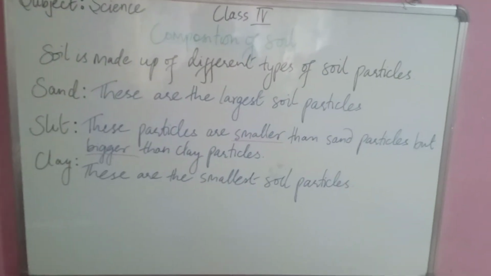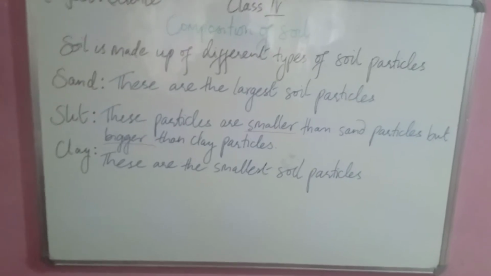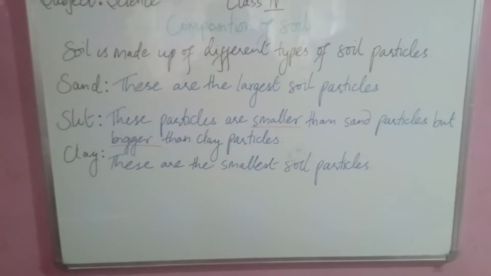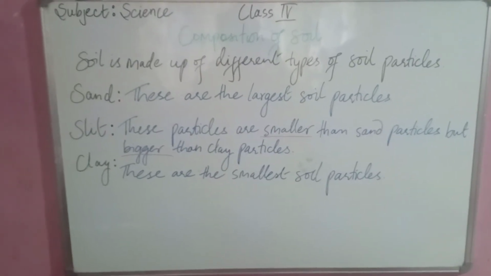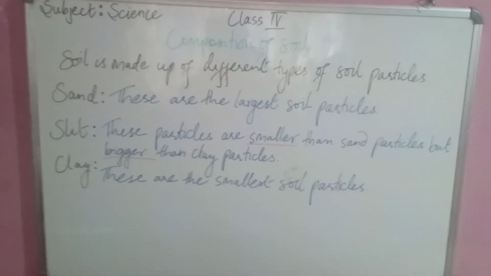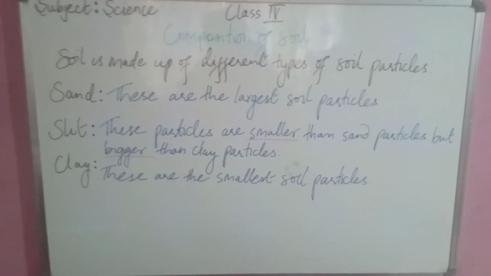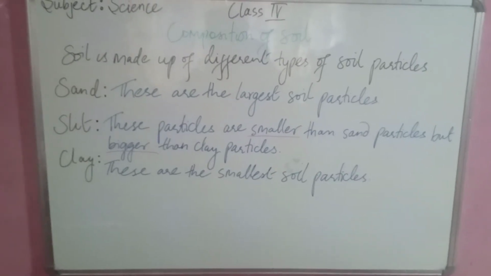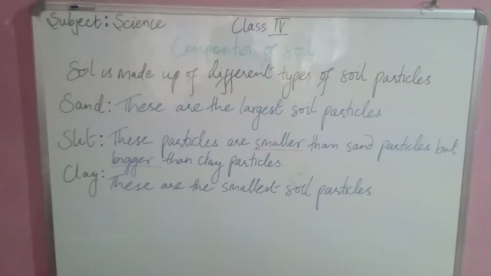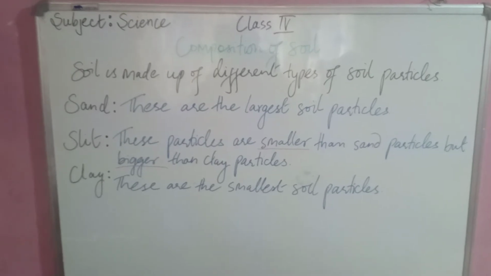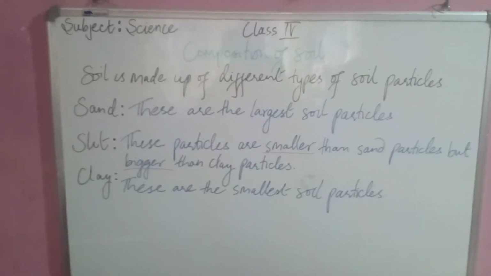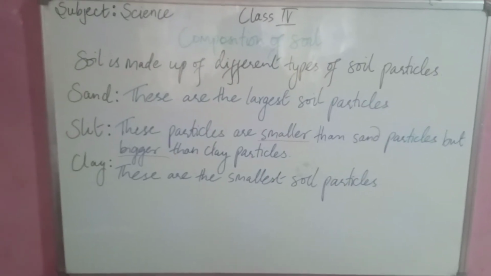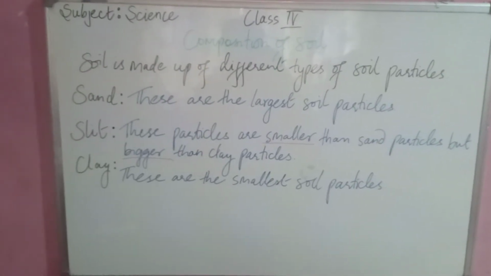What I'm telling you here is, when you look closer at any kind of soil, you can see the difference. They are not similar in size. There are some smaller sizes and then there are bigger sizes. The smallest size we call clay, the mixture of both smaller and bigger size is called silt, and the largest soil particles we call sand.